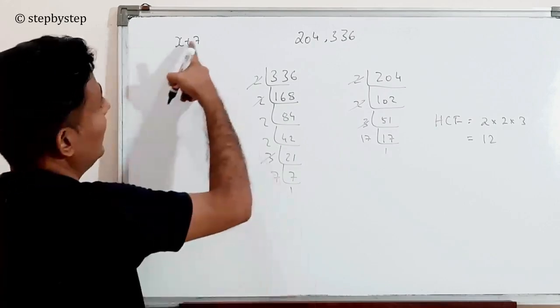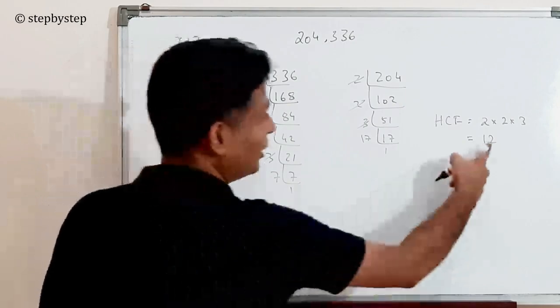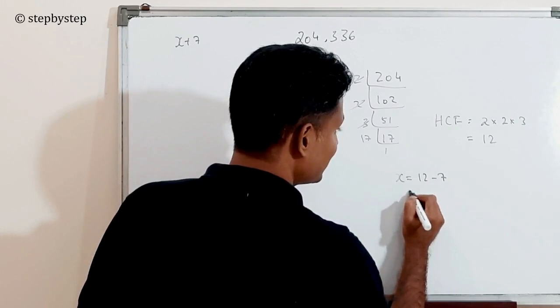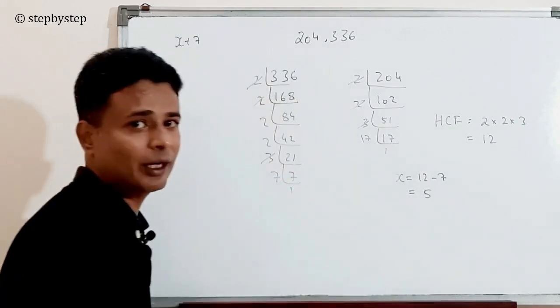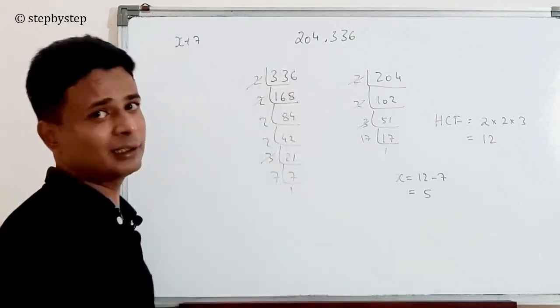But what was the question? X, which number when increased by 7? Which means when you increase the number by 7, you should get 12. Which means what is the answer? X is equal to 12 minus 7. So the answer is 5. When 5 is increased by 7, it will exactly divide these 2 numbers.